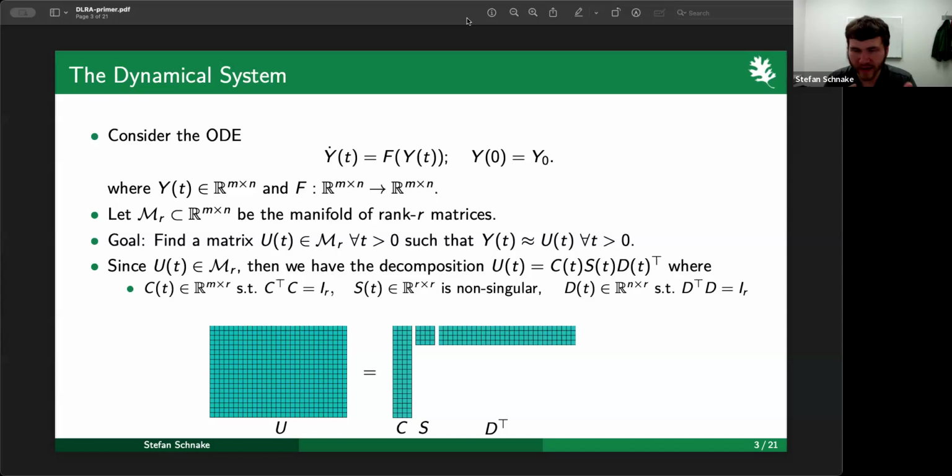To that end, let script M sub r be a subset of the m by n matrices, the manifold of rank r matrices. And the goal here is to find an approximation matrix U, that's rank r, for all time positive that sufficiently approximates the solution Y for all time. And since U is low rank, we can then decompose that U as C times S times D transpose. This is a notation I'll use throughout the talk, where C and D are orthogonal matrices of size m by r and n by r respectively, and S is given by some non-singular matrix. So the classical way you can think about this is we're trying to take an SVD truncation, rank r truncation at every time step that I care about.